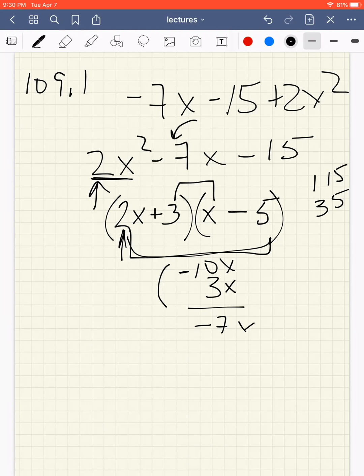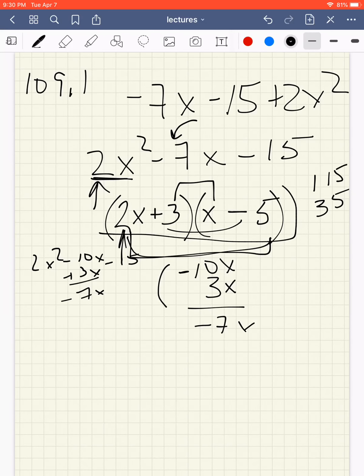So that means the 2 times the 5 has to be negative, so the negative has to go here and the positive here. Now when we finish this, we always want to at least mentally check this, if not on paper. So 2x times x is 2x squared. Outer is minus 10x. Inner is plus 3x. And last would be -15. So yes, it checks. So here is the answer right here. Okay, next.